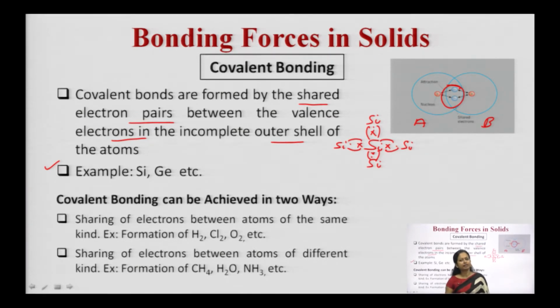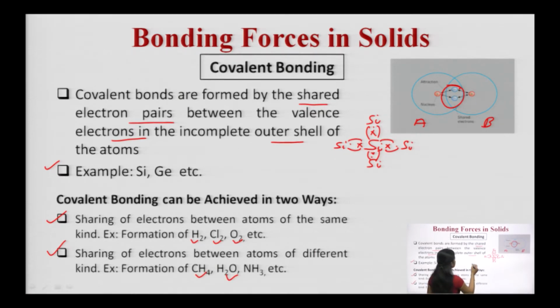Covalent bonding can be achieved in 2 ways. There are 2 techniques by which covalent bonds can be formed. First is by sharing the electrons between the same kind of atoms, meaning atoms A and B are both the same, like H2, Cl2, O2, N2. Sharing of electrons between H and H, between Cl and Cl. And the other is sharing of electrons between different kinds of atoms, like CH4, H2O.